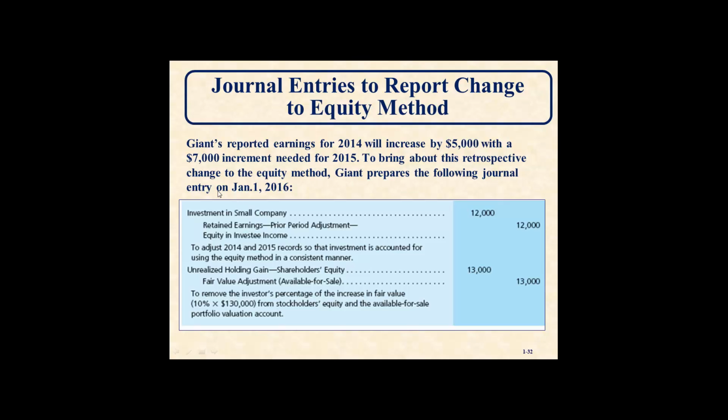To bring this retrospective adjustment to the equity method, Giant prepares the following journal entries. They're going to increase the investment in Small, and they're going to increase retained earnings as a prior period adjustment. To adjust the 2014 and 2015 records so the investment account is accounted for using the equity method, they're going to have an unrealized holding gain in shareholders' equity and a fair value adjustment of $13,000. To remove the investor's percentage of increase in fair value, 10% of $130,000, from the stockholders' equity account. So that's what we're doing here.